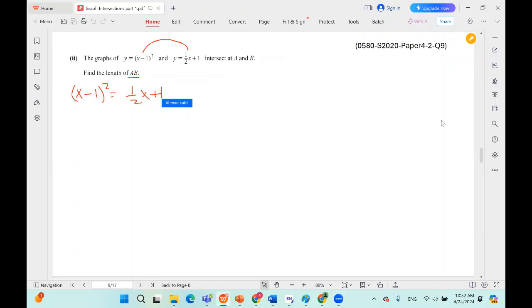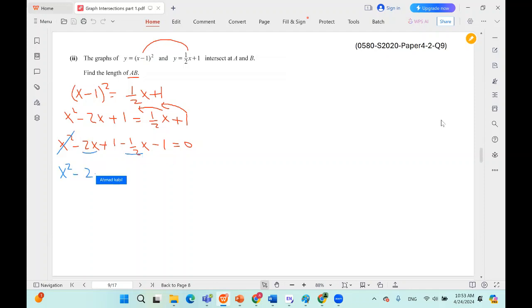Of course, I need to expand the bracket, so I get x squared minus 2x plus 1 equals half x plus 1. I take the half x and the 1 to the left-hand side. So x squared minus 2x plus 1 minus half x minus 1 equals 0. And then this becomes x squared minus 2x minus half x would be minus 2.5x. And then 1 and negative 1 will just cancel out, so this is equal to 0. This is easy to factorize. You take x as a common factor, and you get x minus 2.5 equals 0.